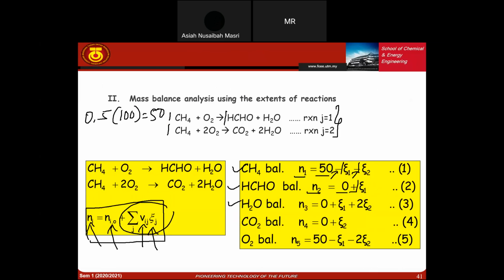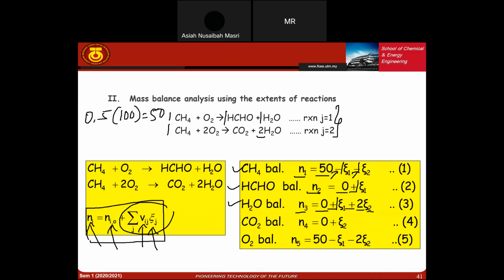Go to water, we have water balance, N3 as the output of water. There is no input of water in the feed, so 0. Then water is the product, so we have positive. It's a product for the first reaction and it's 1 here, so 1, extent 1. Water is also a product for the second reaction, so positive here. And then here we have 2, so 2, then extent 2.